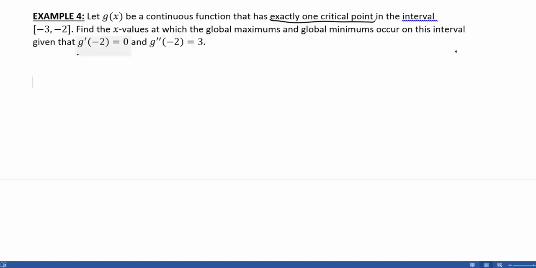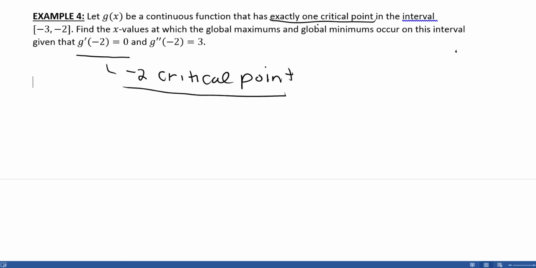So here we know that g prime of -2 is 0. So that means that -2 is a critical point of this function because the first derivative is 0 at that point. Now this is important because we were told that this function has exactly one critical point. So that means that we know the place where this happened. That's the only place where the first derivative equals 0. So the only place where we would have a horizontal tangent line on this function.